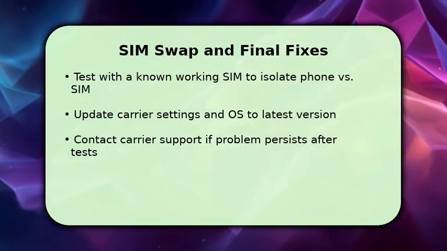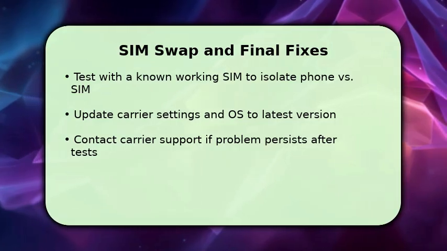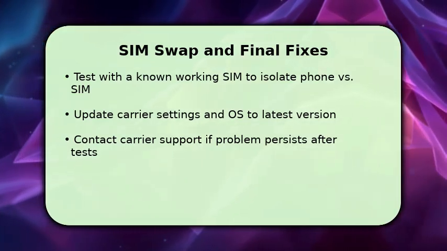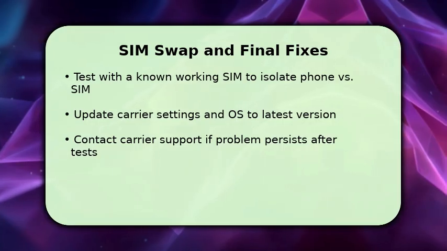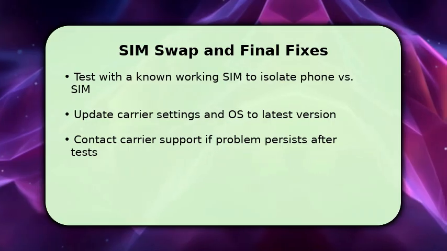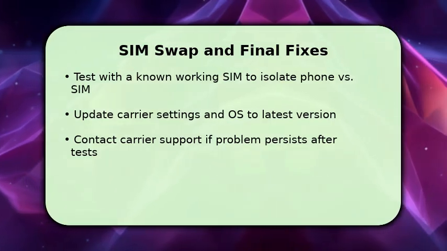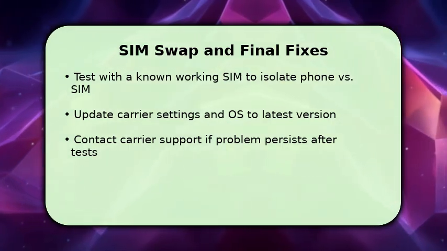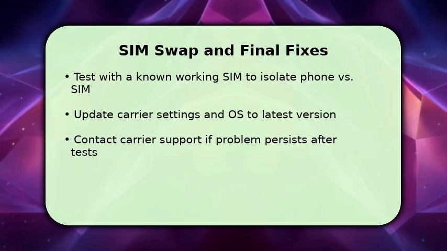Also make sure carrier settings and the phone OS are updated. Updates often fix signaling bugs. Once done, try a factory reset only as a last resort. If none of these steps work, contact carrier support. They can check provisioning, IMEI blocks, or swap your SIM quickly, which often resolves persistent connection failures.